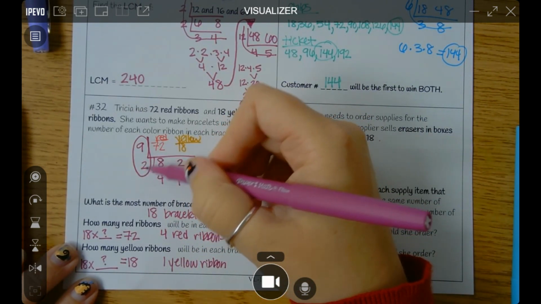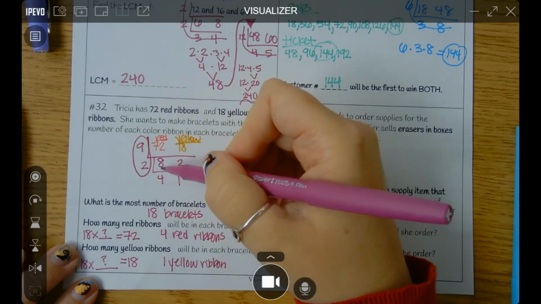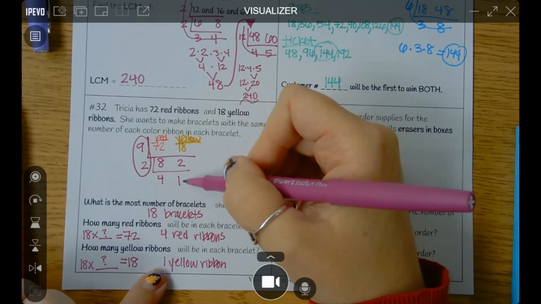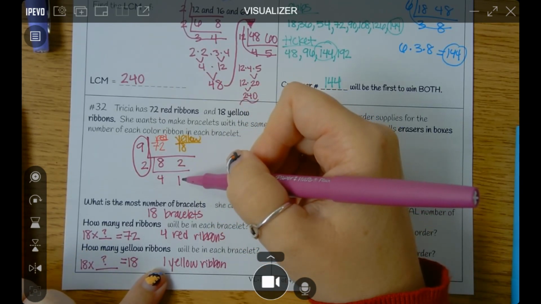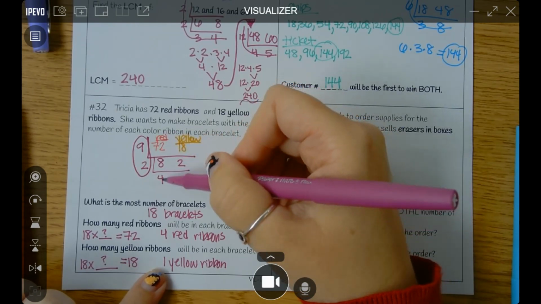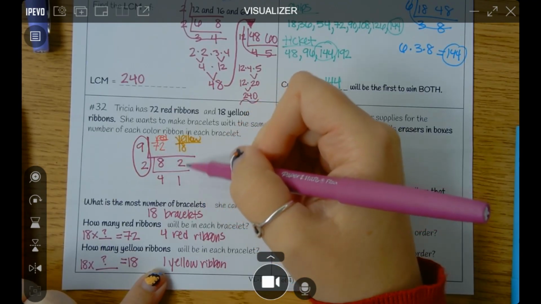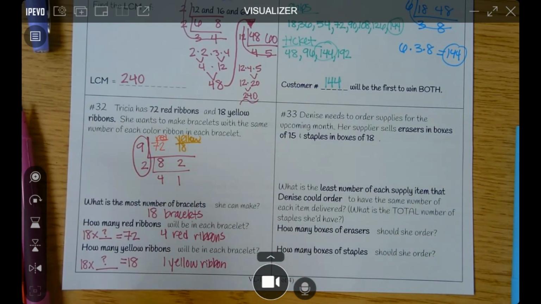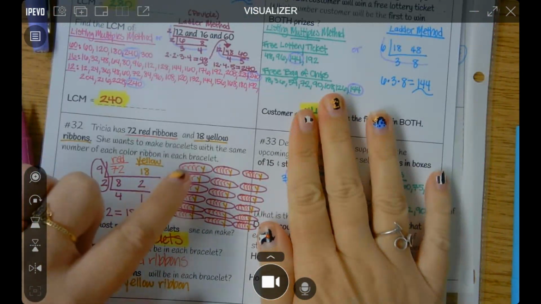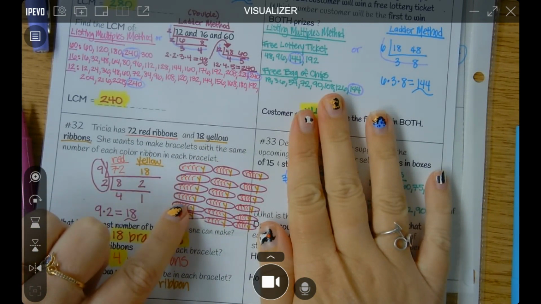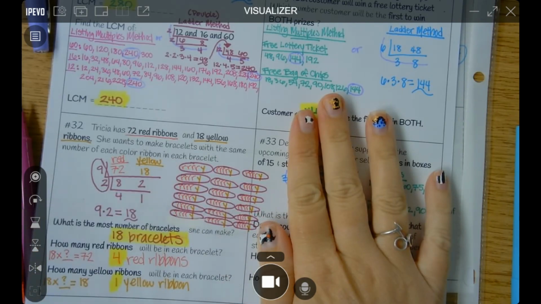This 9 times 2 is 18, right? Well, 18 times what is 72? 4. And 18 times what is 18? The 1. See how that number beneath yellow is 1 yellow ribbon in each group and 4 red ribbons in each group, because 18 times 4 is 72 and 18 times 1 is 18. So what that means is, in case you wanted a visual, you have 18 total bracelets, right? And on each bracelet you have 4 red ribbons and 1 yellow ribbon, because I was limited to how many I had to work with.